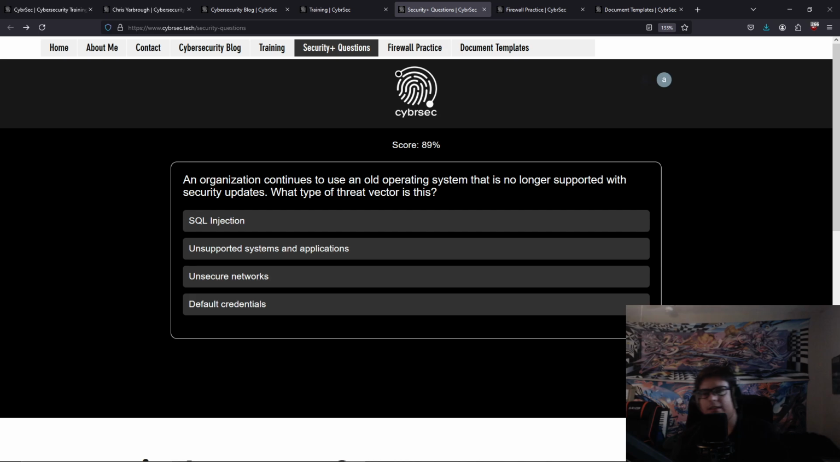An organization continues to use old operating system that is no longer supported with security updates. What type of threat vector is this?